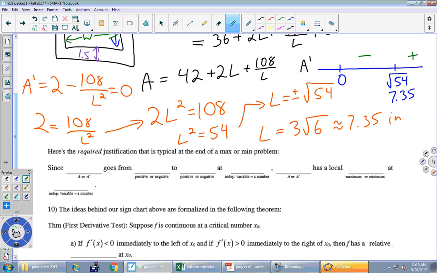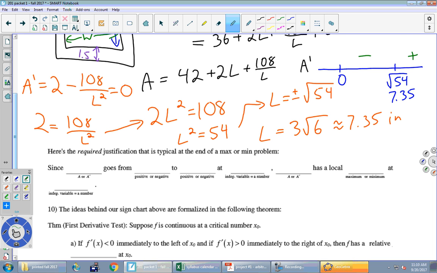Between 0 and root 54, the tangent lines are downhill, negatively sloped. And then, when you get past root 54, they are uphill, positively sloped. So you imagine a graph that goes downhill, downhill, downhill until we get to the 7.35 length, and then uphill, uphill, uphill, increasing forever. What can you now say about that 7.35? It is a minimum. Hey, that's good. That's what we were after, right?